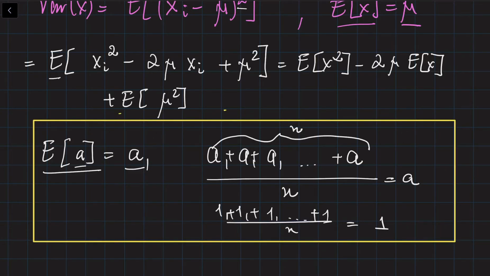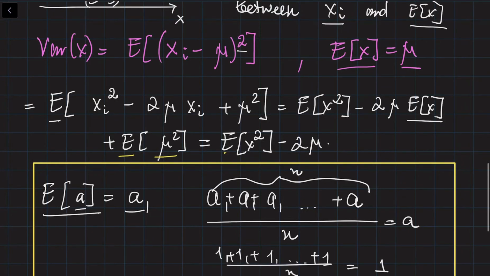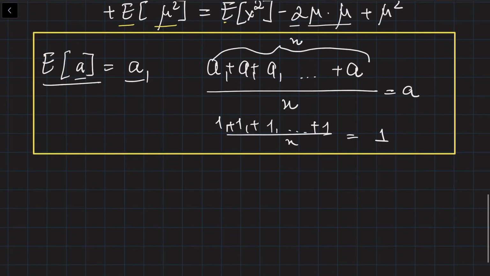Why am I saying this? Because the expected value of mu in the square is simply mu in the square. So I'm going to write it here. It's going to be E of x squared minus 2 mu times, if you remember, E of x can be denoted as mu, right? So times mu, plus mu in the square. You see that E of x squared minus 2 mu in the square plus mu in the square is going to give you minus mu in the square. So I'm going to write this.